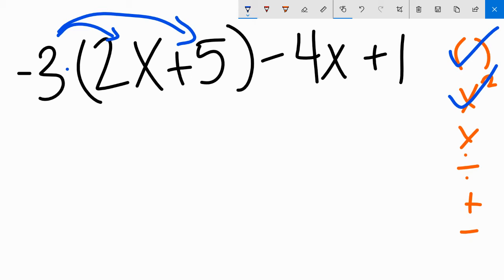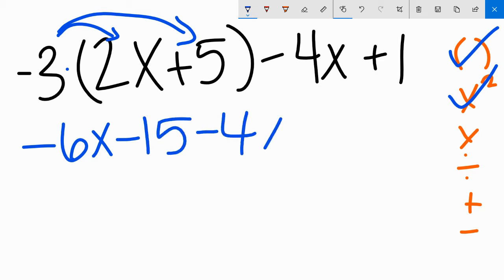So for this, -3 times 2 is -6x. -3 times 5 is -15. So I'm going to put -15. And then I'm going to write everything else that's in that expression. Good. Okay, there is no division. Next is addition and subtraction.